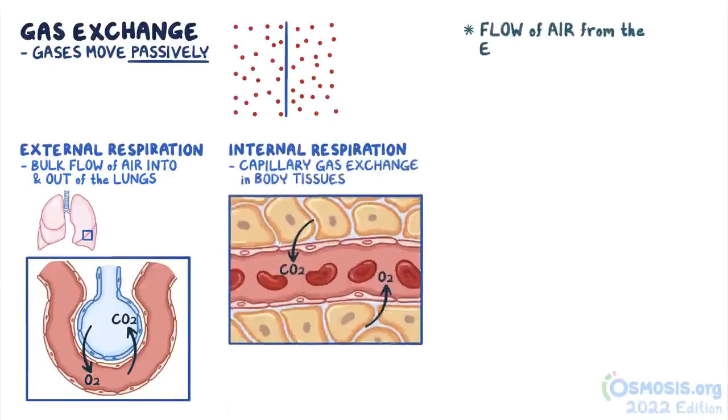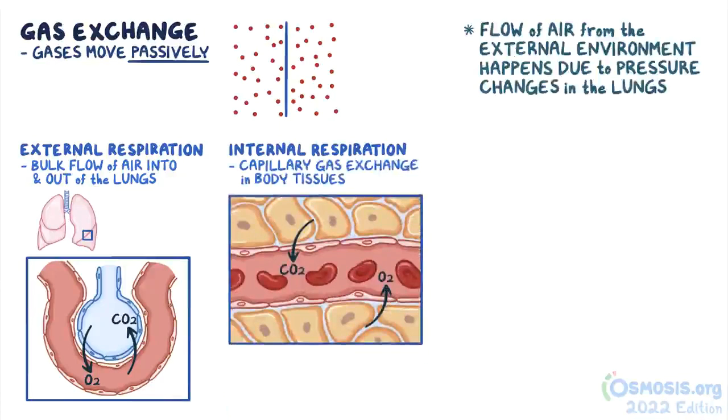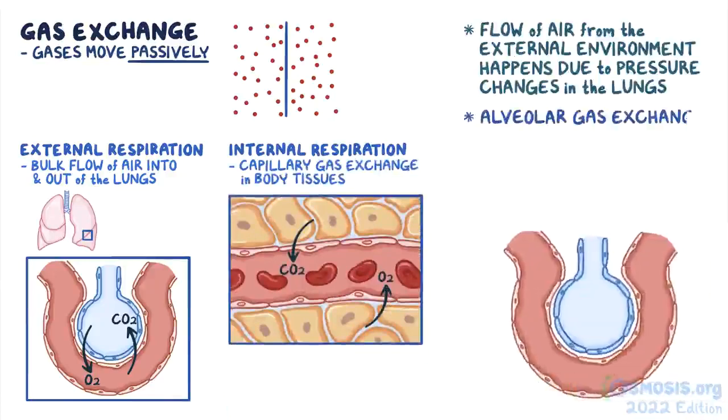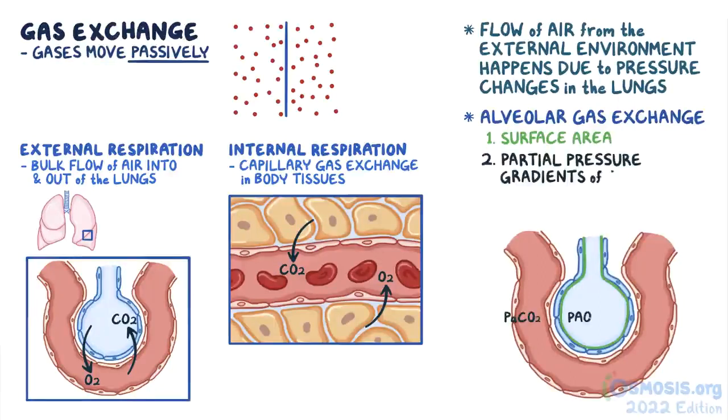While the flow of air from the external environment happens due to pressure changes in the lungs, the mechanisms of alveolar gas exchange are more complex. The primary three components of gas exchange are the surface area of the alveolo-capillary membrane, the partial pressure gradients of the gases, and the matching of ventilation and perfusion.